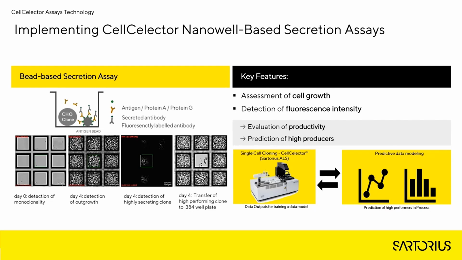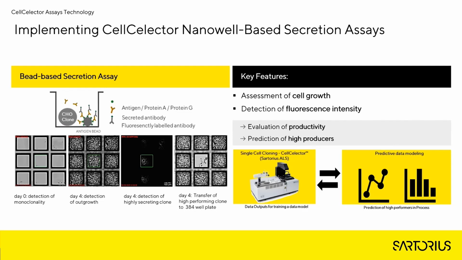In a next step, we implemented a bead-based secretion assay during the single-cell cloning. The assay is based on beads, which are added to the nanowells at day 1 after single-cell cloning. The beads are coated with protein A. Produced and secreted antibodies from the monoclonal cells in the nanowell get captured and bind to the beads. Using a secondary fluorescently labeled antibody, the secreted product can be detected via fluorescence intensity for every single cell clone.